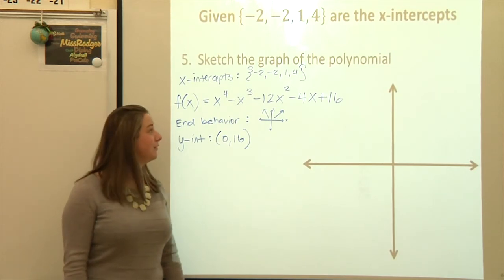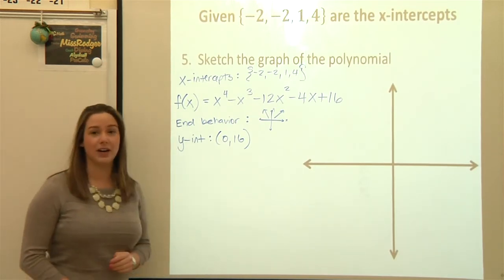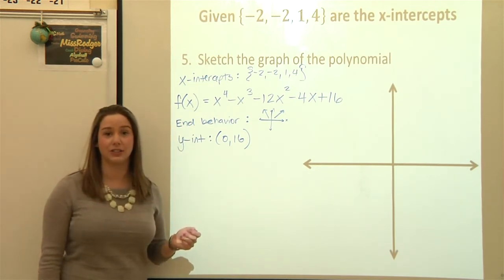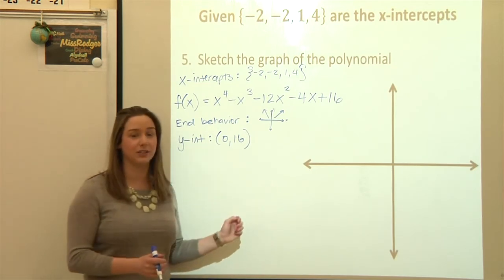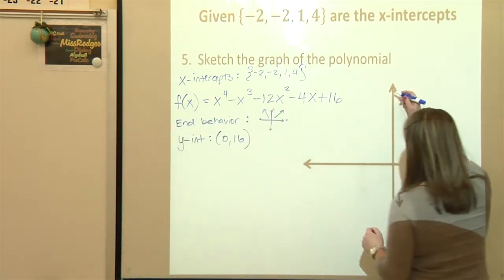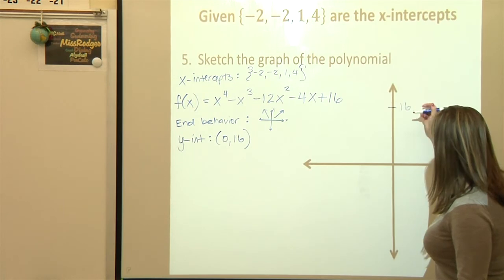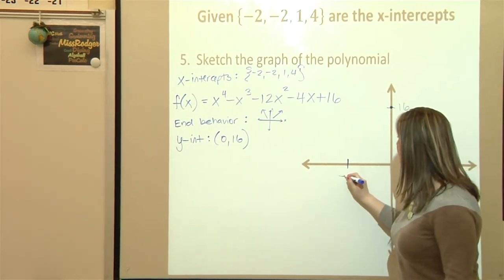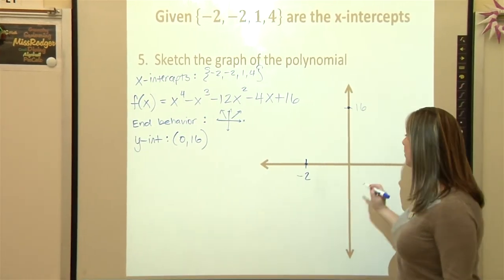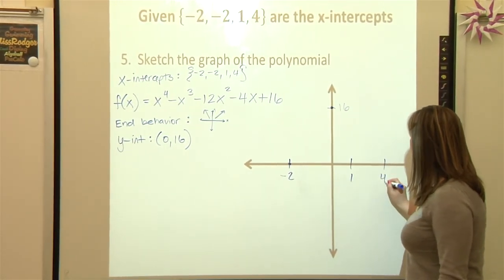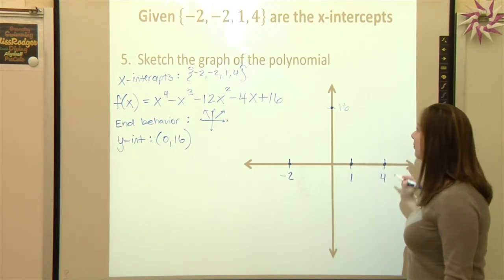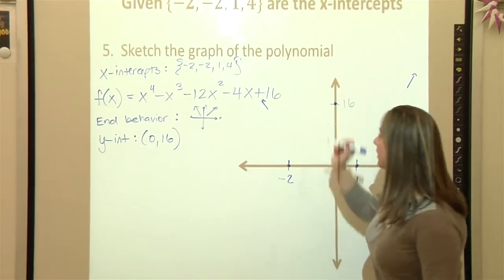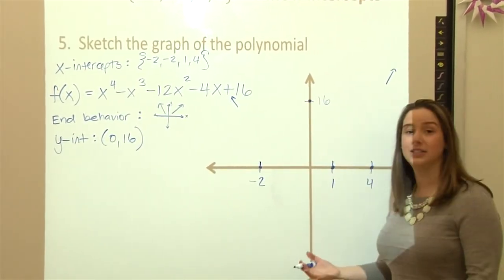Let's now sketch the graph using all of our key information. We have our x-intercepts, we have our standard form, we have our end behavior, and we have our y-intercept. This is enough to now go to our sketch. So let's start to map all of this out. We have a y-intercept of 16, so we're going to plot that. We have zeros at negative 2. We have zeros at 1 and at 4. Our end behavior is going to look something like this. And now we can start to graph.